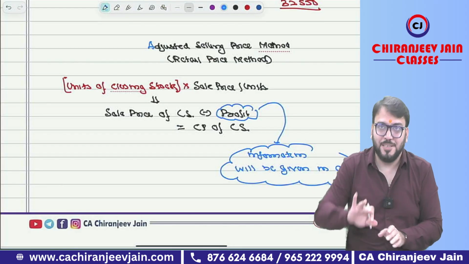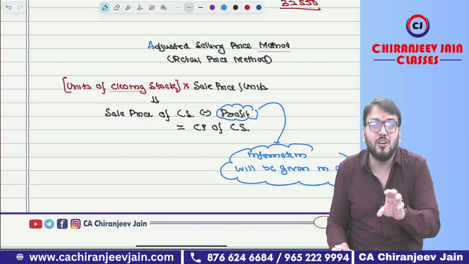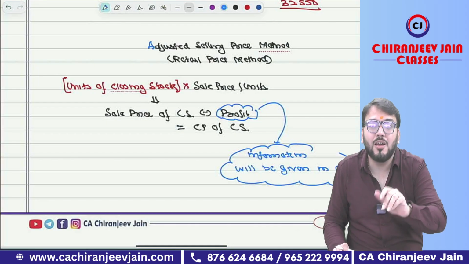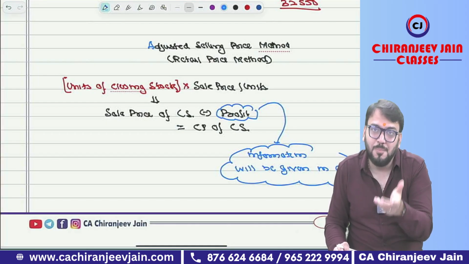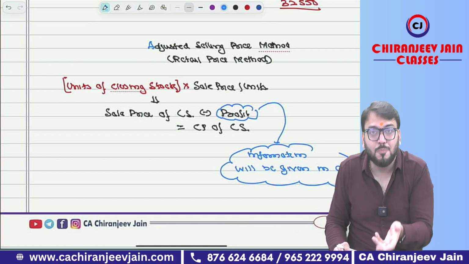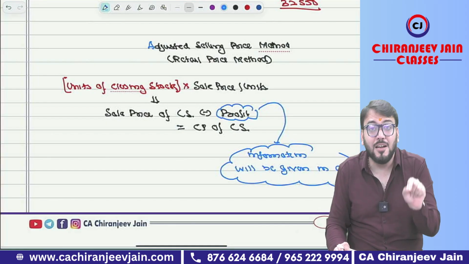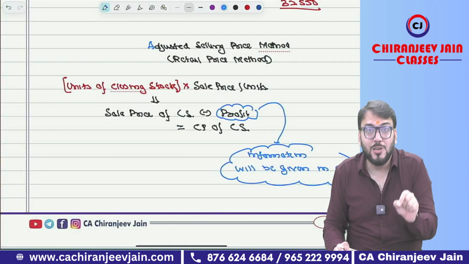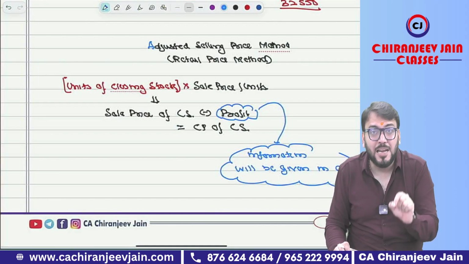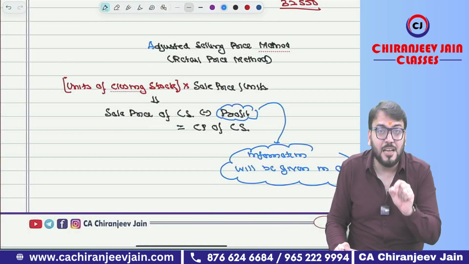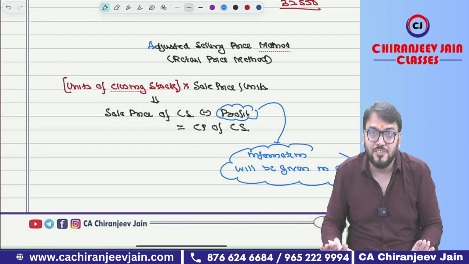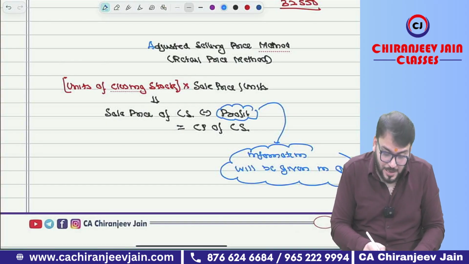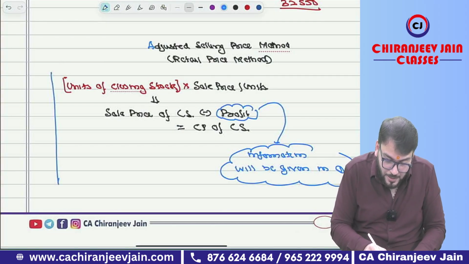It is an indirect way. Indirect way means first find out at what price the closing stock can be sold, minus the profit margin, how much profit is included. The balancing figure will be the cost price of closing stock. But this can be applied only when you can't apply the actual cost method. If you can apply the actual cost method, you can't apply the adjusted selling price method. This can be used only when they ask in the examination. Understood? Have you understood?